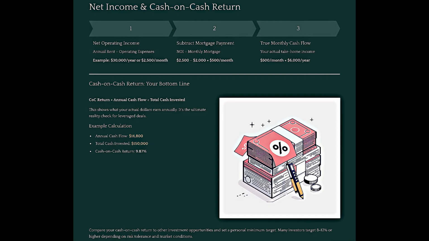Now calculate cash on cash return. That's annual cash flow divided by total cash invested. If you earn $14,800 on $150,000 invested, your cash on cash return is 9.87%. This tells you what your actual dollars are earning and helps you compare it to other investments. Many investors aim for at least 8 to 12%.